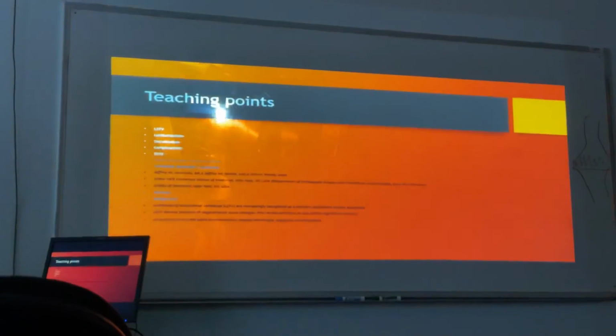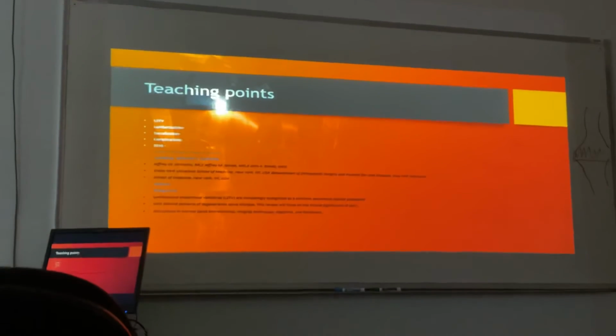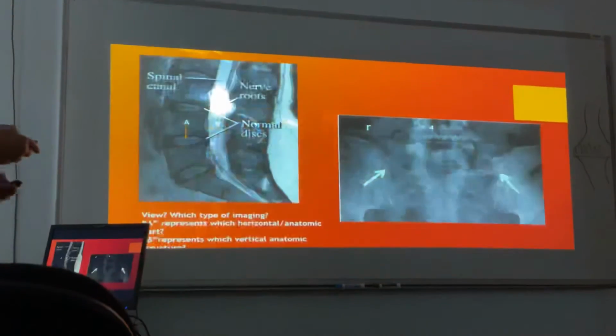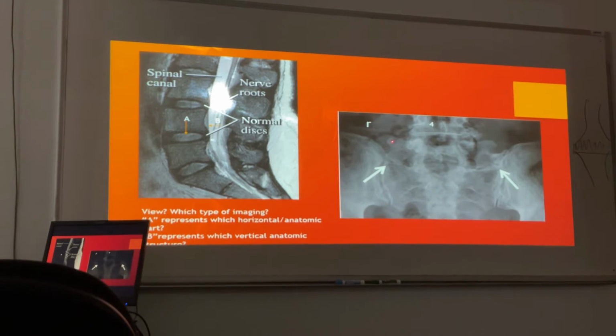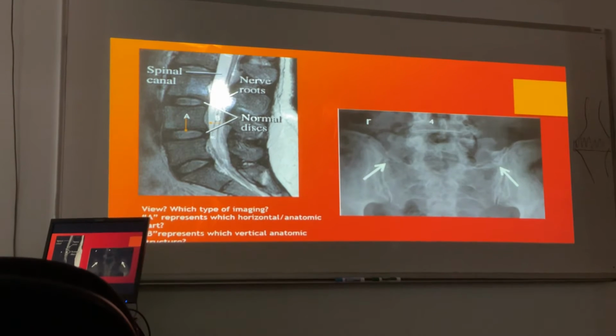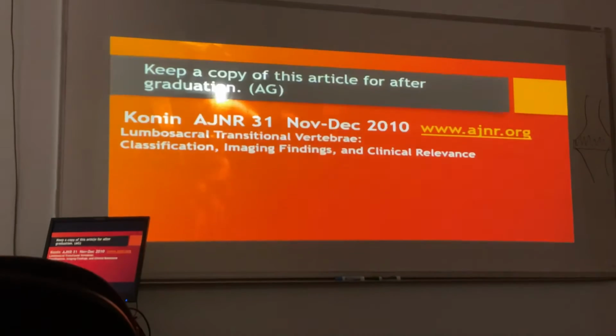I got a question. Yes. Can you go over the difference between the morphological versus the, what do you call it? Morphological is, okay, this is a bilateral spatulated transverse process. That's morphology. What does it look like? Clinical significance or clinical findings. Okay.